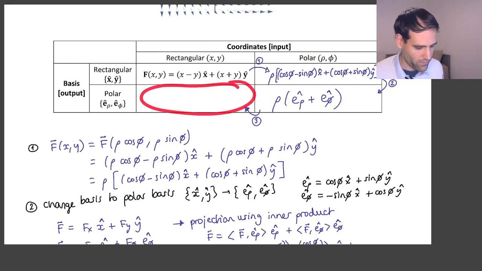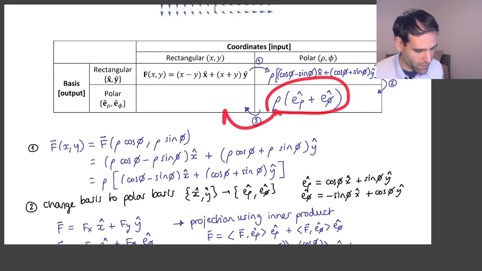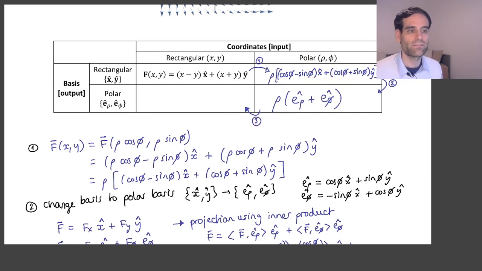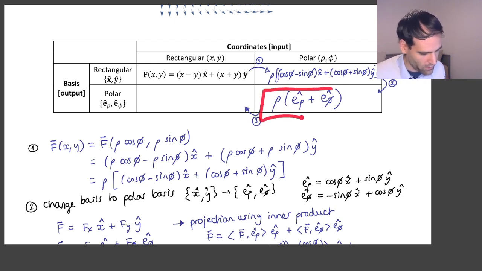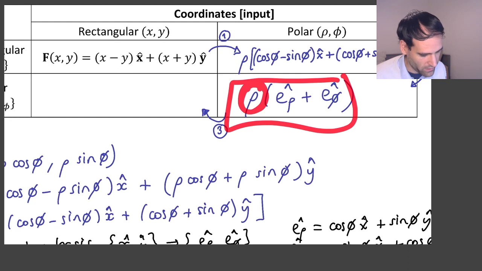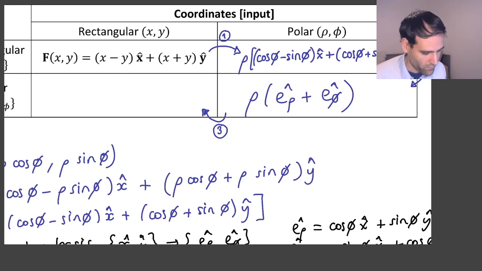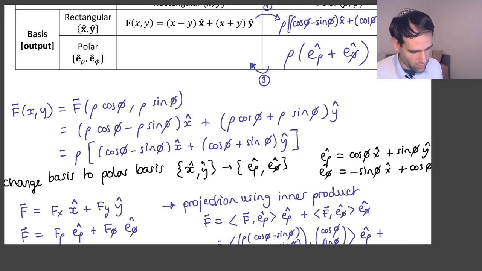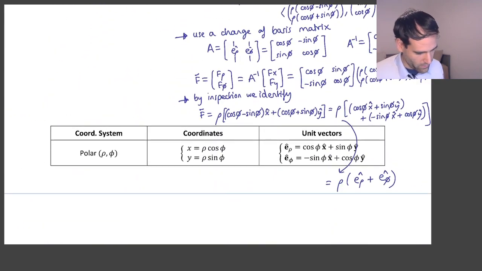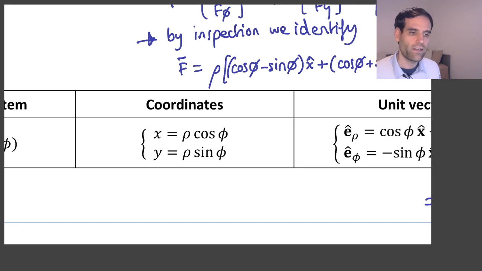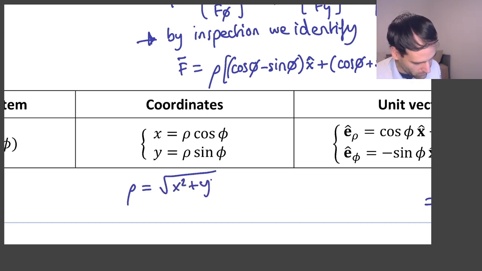Now we are missing one of them. So clearly the easiest way here would be to change the coordinates back to rectangular. So how do we change the coordinates? Remember, every single coordinate that you see here, in this case rho is the only coordinate. These are not coordinates, these are unit vectors, so we are not changing those. We are changing the coordinate rho. We need to change it into x and y. So how do you do this? Well, if x equals rho cosine phi and y equals rho sine phi, then rho is equal to square root of x squared plus y squared, right?